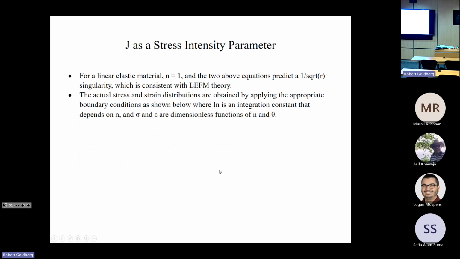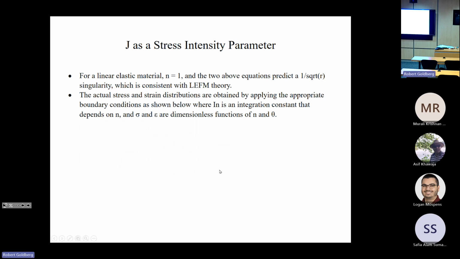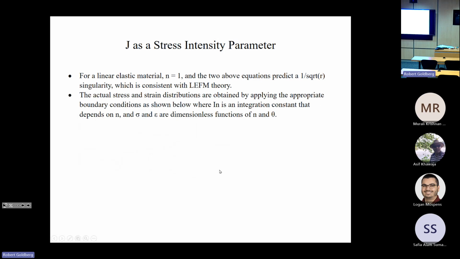So for a linear elastic material, n is equal to 1. And these two equations just predict a 1 over square root of r singularity, just similar to what we talked about before, and it's consistent with the linear elastic fracture mechanics theory.